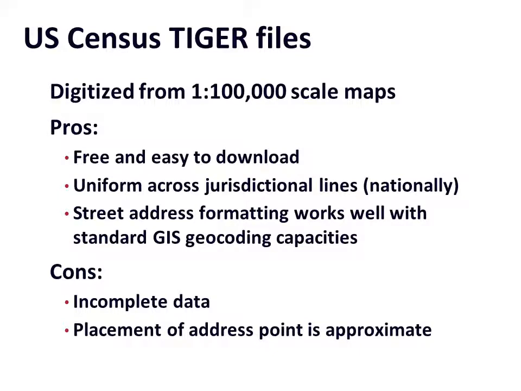U.S. Census TIGER lines are digitized from 1 to 100,000 scale maps. The good thing about the TIGER lines is they're free and they're easy to download. They're uniform across jurisdictional lines nationally. Street address formatting works well with standard GIS geocoding capacities. It's the simplest and easiest way that you can do this. What are the cons? Incomplete data. The placement of address points is approximate, so it's not necessarily going to give you the exact location.